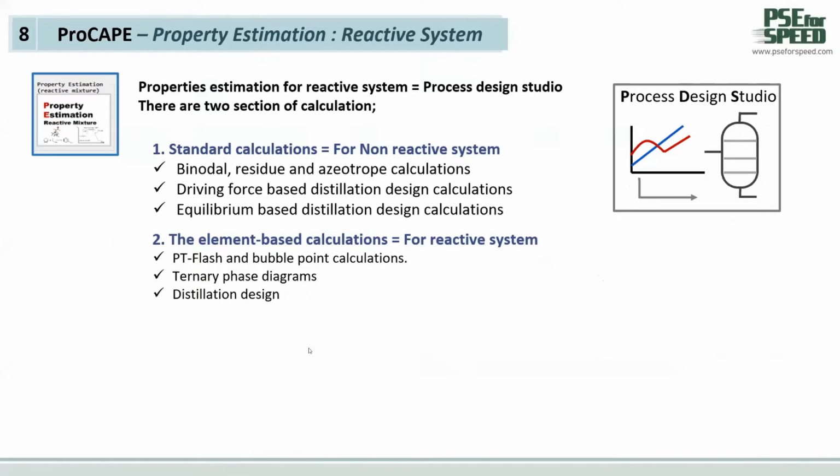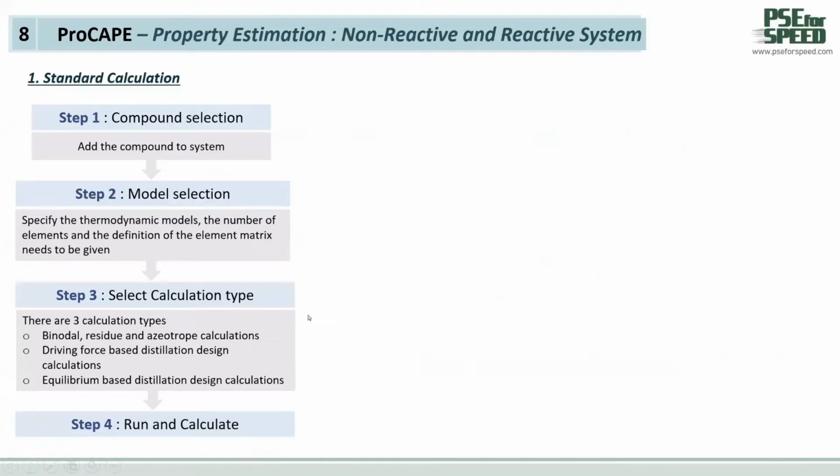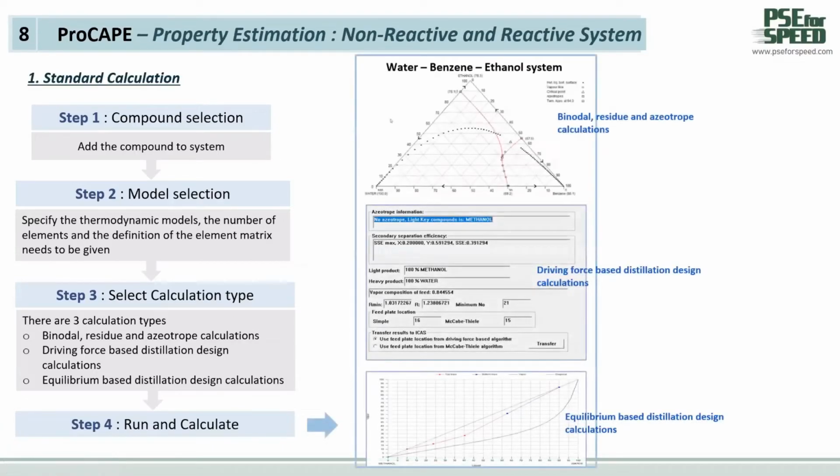For the standard calculations, the workflow consists of 4 steps, starting with adding the components, then selecting the thermodynamics, selecting the calculation type, then run and calculate. It will show you the result here. This is the result from the water, benzene, ethanol system. The result can be divided into 3 types, which are binodal residue azeotrope calculations, driving force-based distillation design calculations, and equilibrium-based distillation design calculations here.